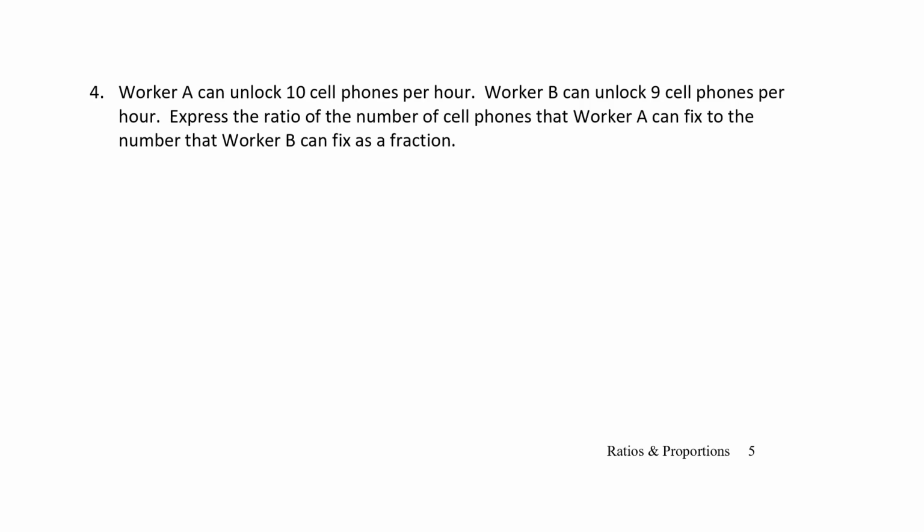Next question. Worker A can unlock 10 cell phones per hour. Worker B can unlock 9 cell phones per hour. Express the ratio of the number of cell phones worker A can fix compared to B. So that's important. We're saying A compared to B versus B compared to A, versus A compared to total or B compared to total. Again, you have to define which is which.